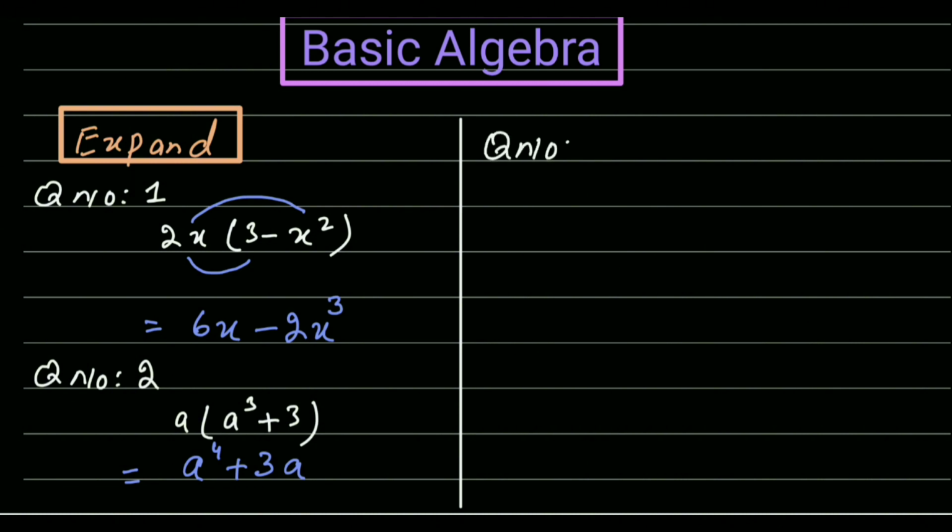Question number 3: 7 into (x minus 8). The same method is used here. 7 is multiplied with x, giving 7x, and 7 is multiplied with 8, and 7 eights are 56. Simple, this is our final answer. Next question.